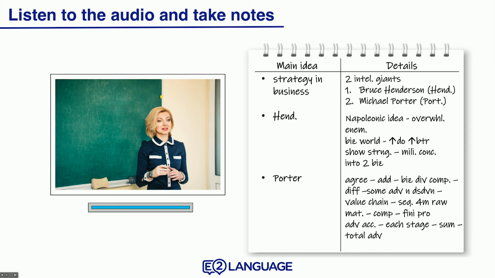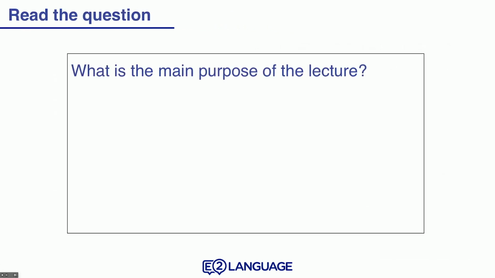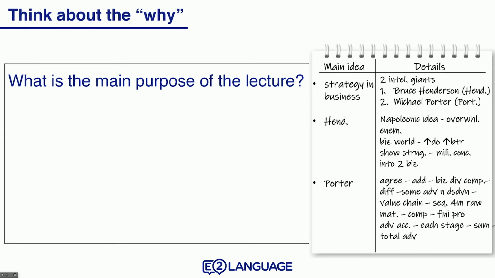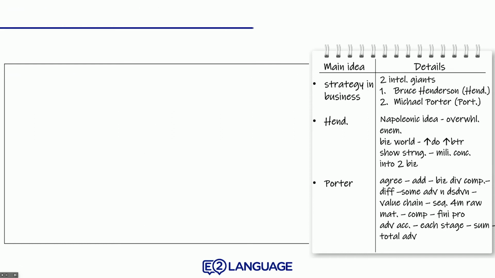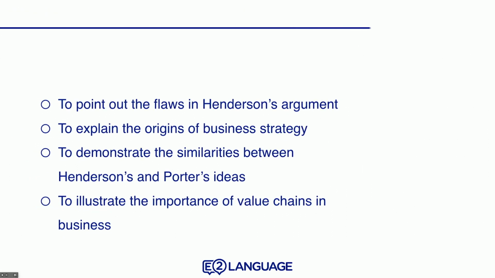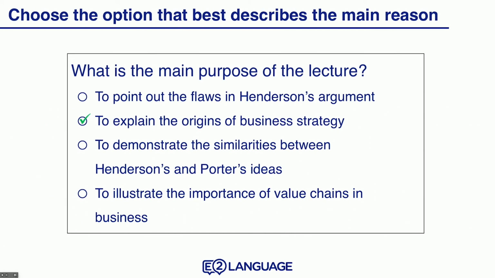Okay, here are my notes. Now I'm going to read the question. What is the main purpose of the lecture? I'm going to think about why or the reason. I'm then going to eliminate incorrect answer options. And I'm going to choose the option that best describes the main reason, which is this one here. The main purpose of the lecture is to explain the origins of business strategy.